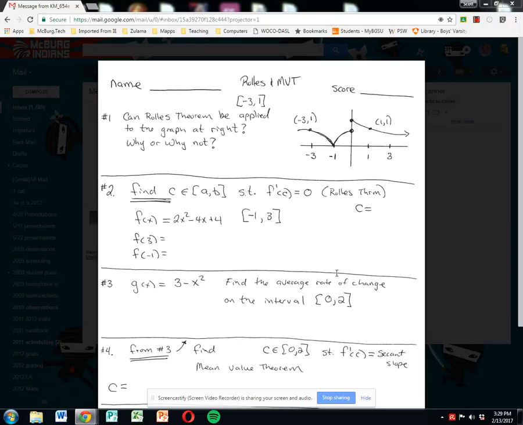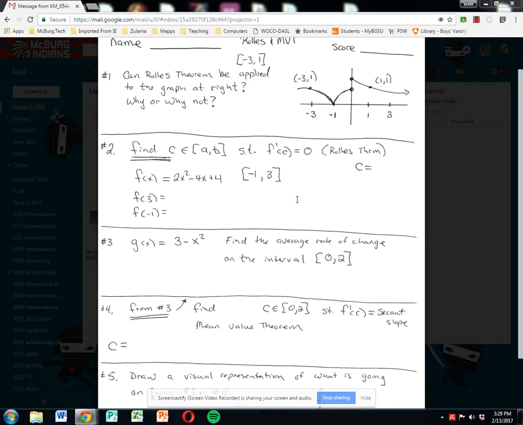The other two conditions are that it is continuous on that interval and it is differentiable on that interval. Those are the other two conditions for Rolle's theorem to be applied. So you'll need to know what is continuous and what is differentiable, and when it is not, as opposed to a graph. Let's look at number two.